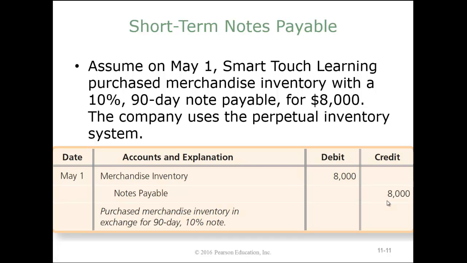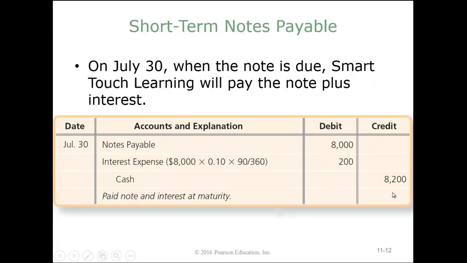Alright, so now we're looking at an example where we purchased inventory and we didn't have the cash for it. So instead, a notes payable was drafted, and it says it's for 90 days and there's 10% interest. So we have 90 days. When we actually pay it, we're going to pay $8,200. $8,000 for the inventory, and then the interest expense is going to be $8,000 times 10%, and then 90 out of 360, which is going to give us $200.